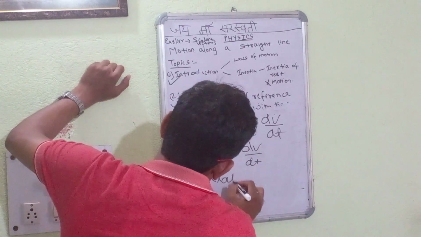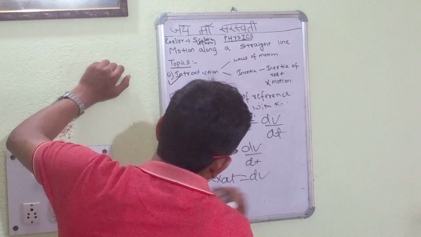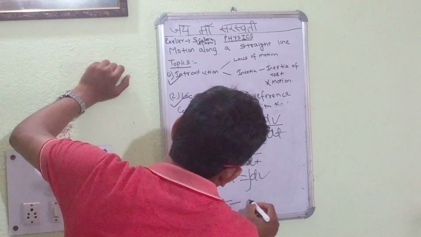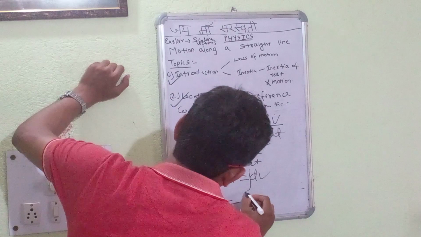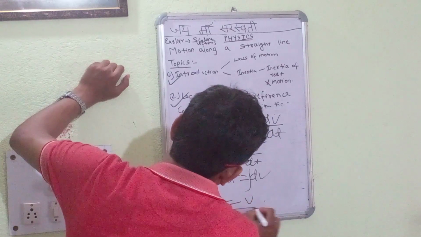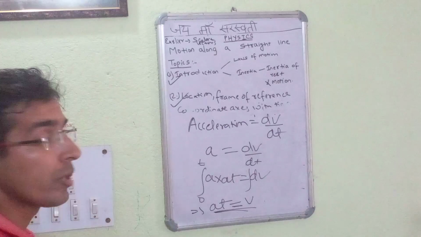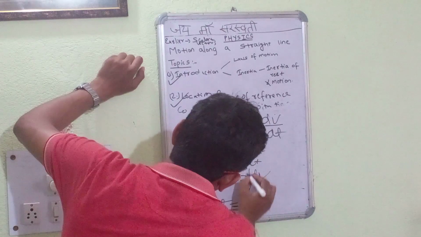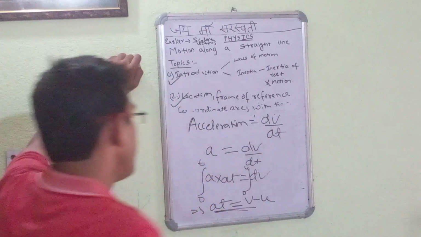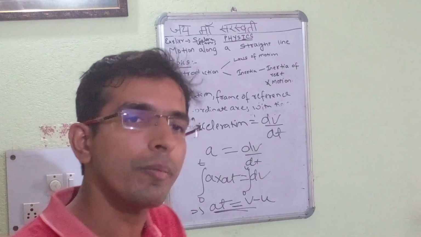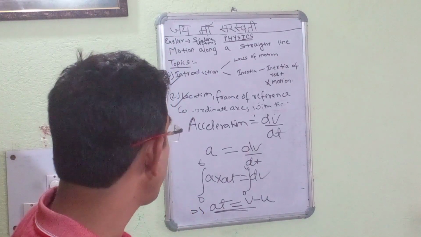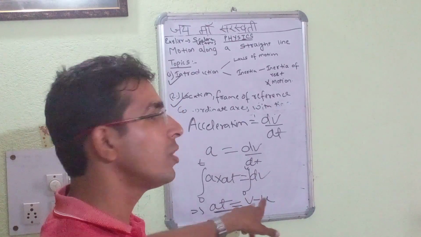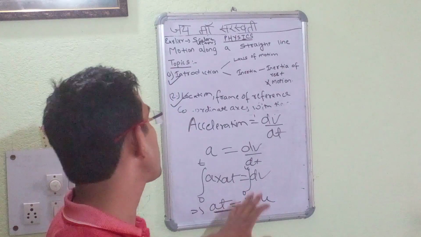A into dt is equal to dv. We will be integrating this from 0 to t. So at is equal to v. As we had already seen, if we integrate from u to v, it will be v minus u is equal to at. So v is equal to u plus at, or v minus u is equal to at.